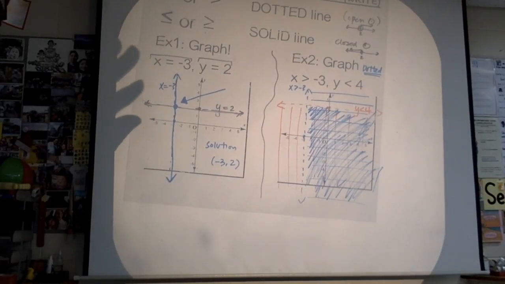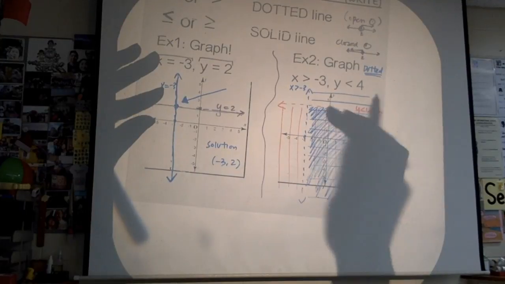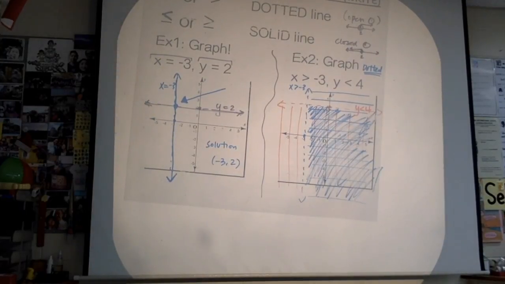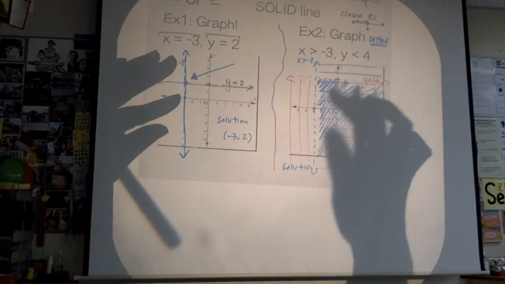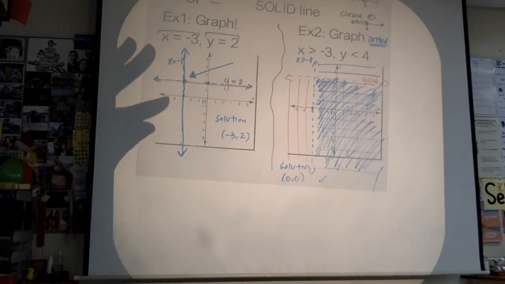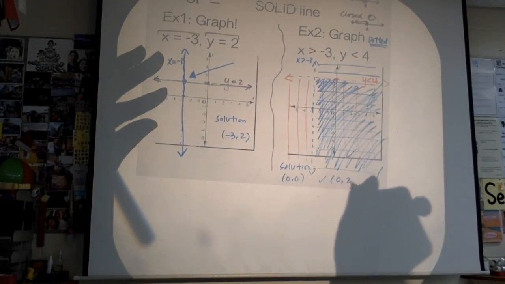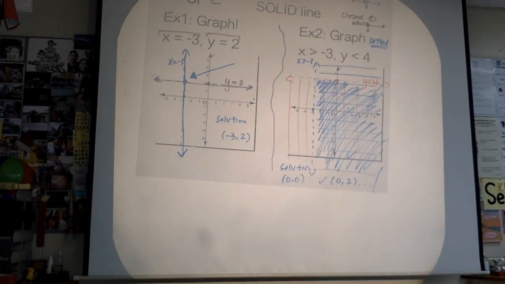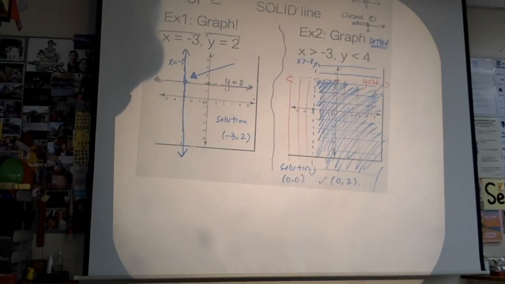But just remember that the solutions along the dotted line are not solutions, but everything below is a solution. So if I were to ask you, give me a solution, you could name me any point here. How about 0, 0? And you would say, yes, it's a solution. How about 0, 2? Yes, it's a solution. You should be able to tell me all the solutions that are possible. How about negative 4, 0? And you would say, no way, because it only satisfies one of the inequalities.